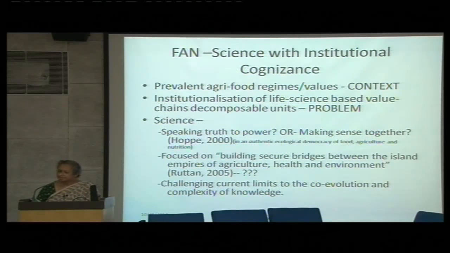So if we actually want the sciences to cater to food, agriculture, and nutrition in a linked way, that is, minimizing nutritional inequalities as Professor Rao had demanded, we obviously need a different kind of science. We need a contextual understanding of the prevalent agri-food regimes and their values. Why are they different? This is again the work of Harriet Friedmann, Philip McMichael, and others, which argues that the agri-food regimes we have now, with their vertical value chains and decomposable units of commodities, don't allow us to even have the right kind of problem statement about energy flows.